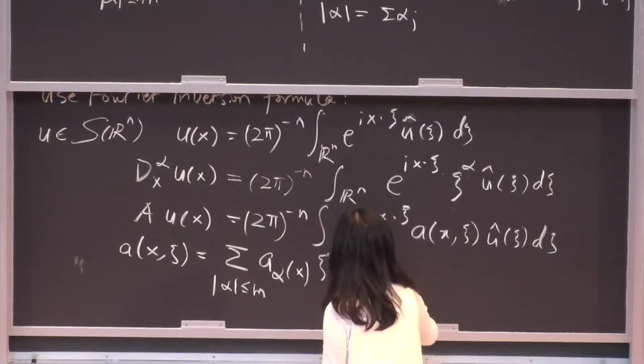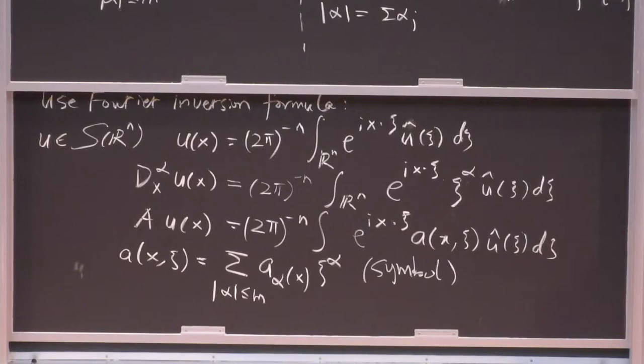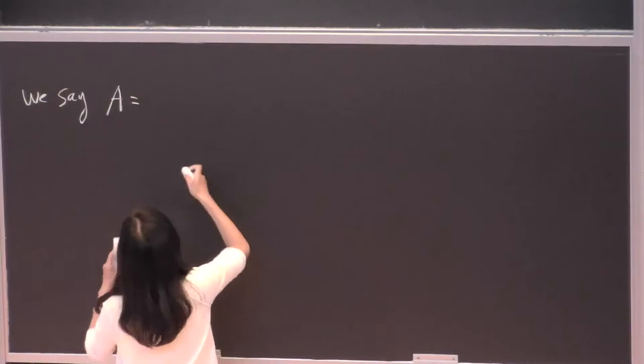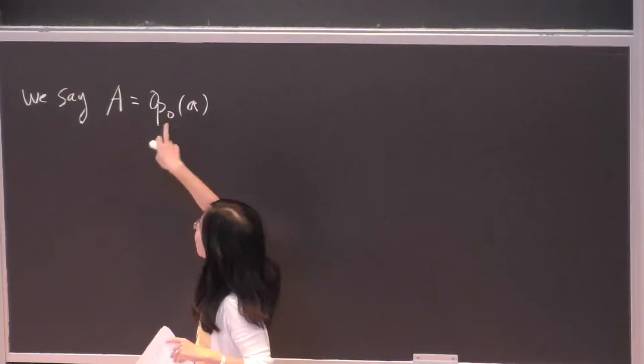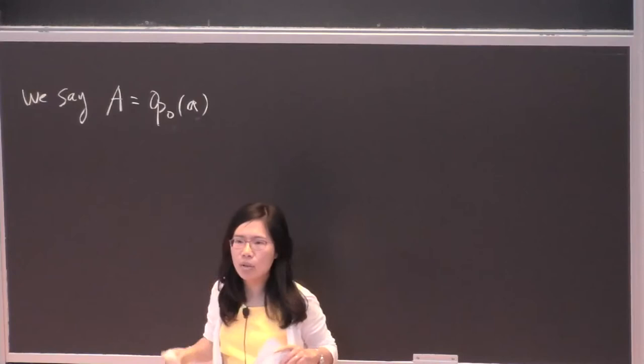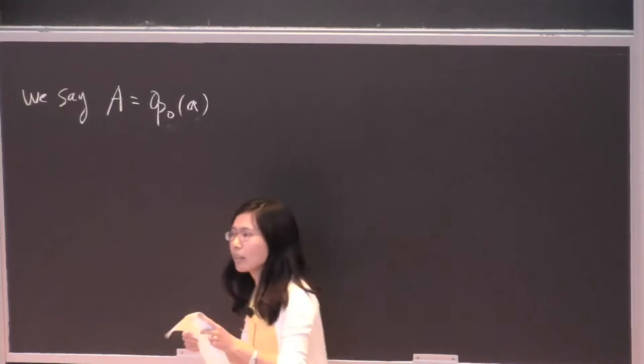And let me also introduce another piece of notation. We say in this case, A is equal to the quantization of a, and I'm going to use Op_0(a). This is a notation that's not so conventional, but I'll use it here. Op(a) just means that we have a symbol, and it transforms to an operator, and Op_0 here means that this is a symbol that doesn't have y dependence, which we'll see later. Okay, just for convenience. All right, so this is the first piece.